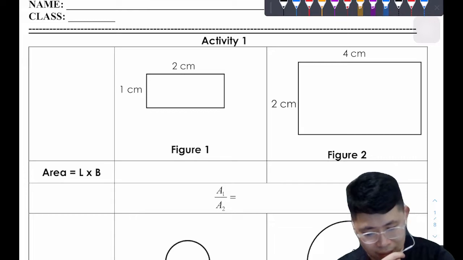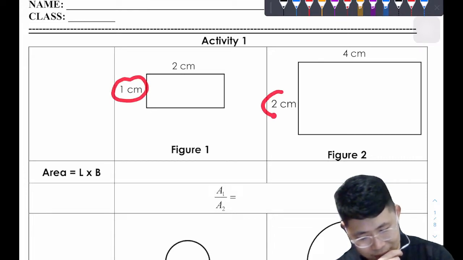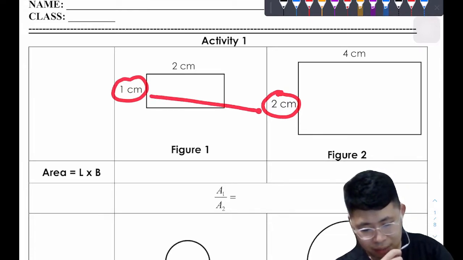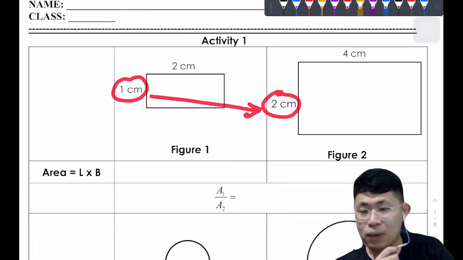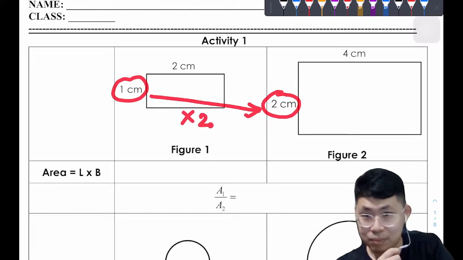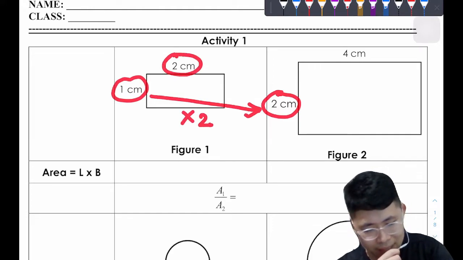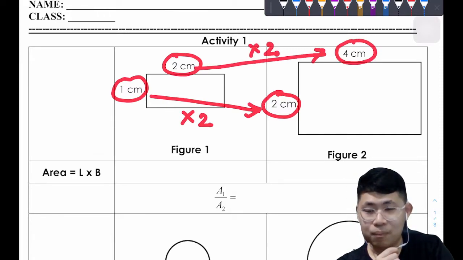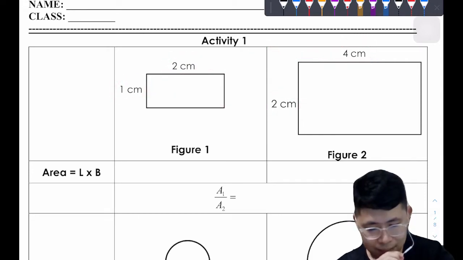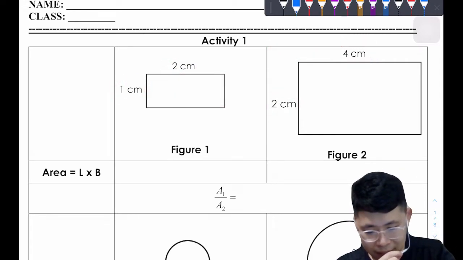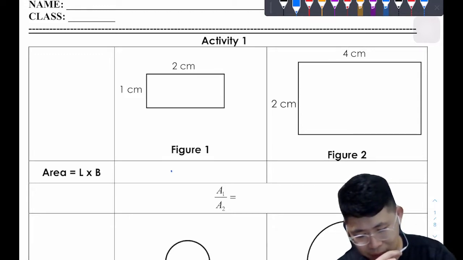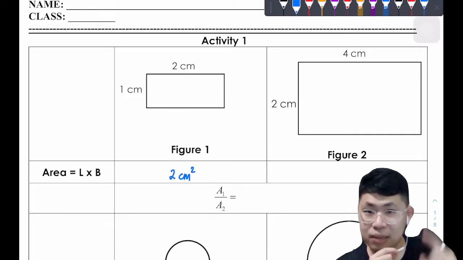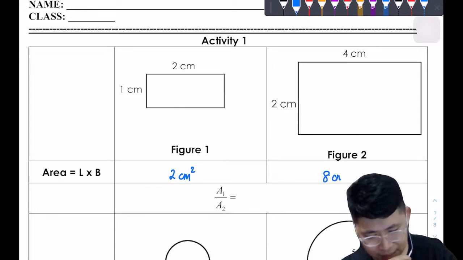From figure 1 to figure 2, the corresponding breadth, what is the ratio? The ratio is 2 times, correct? And the corresponding length on top, the ratio is also 2 times, correct? So let's take a look at the area. For figure 1, the area is 1 times 2, so this would be 2 cm square. For figure 2, it is 2 cm times 4 cm, so we have 8 cm square.